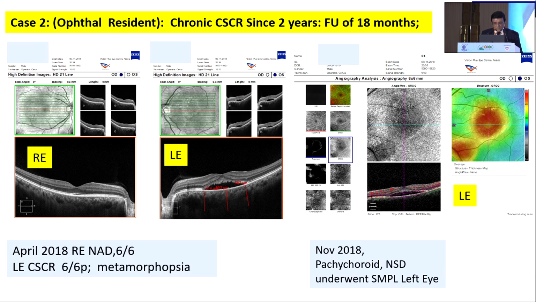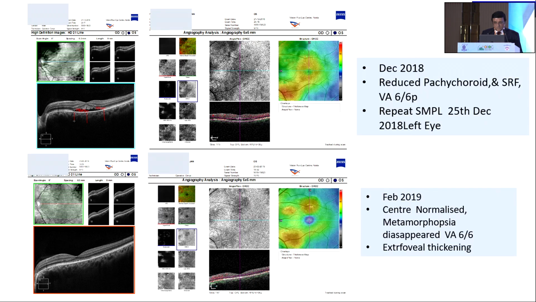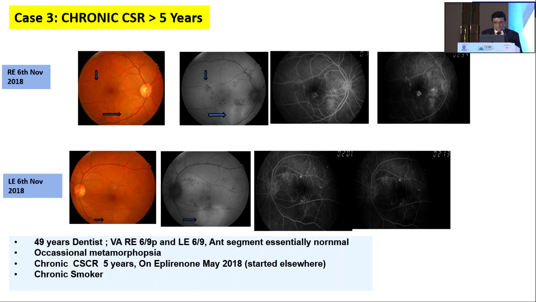So this is the first treatment he received in November 2018, which was followed up with a reduction of neurosensory detachment, as you can see here. He received a second treatment here and then was followed up in February 2019. The fovea was absolutely flat with disappearance of the neurosensory detachment, and he did well.